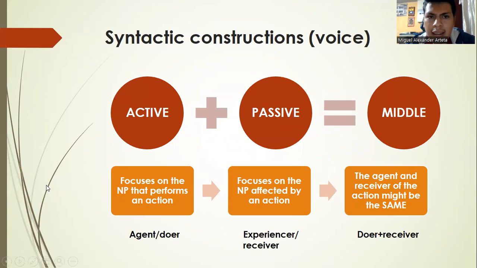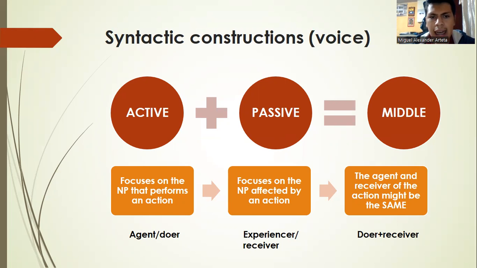So in a syntactic construction, we have to be aware of the voice. We have three different types of voice, but we have two principal voices, active and passive. The relation between active and passive voice results in the third voice, called middle voice. So how is this relation? Let's analyze the definition of each one.